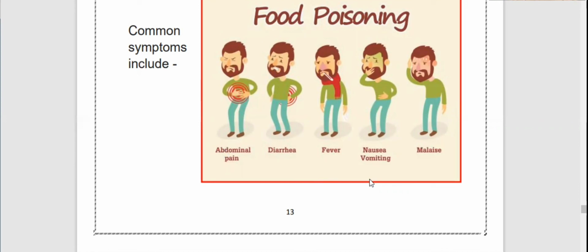Now, sometimes it may happen that we have consumed unhygienic food, or we have consumed food on which some bacteria or microorganisms have already worked. For example, the food was already spoiled and then we consumed that, or sometimes we have consumed food from some unhygienic places, right? So these are certain reasons how food poisoning can take place. And symptoms, as I said, could be abdominal pain, diarrhea, fever, vomiting, and malaise, etc.